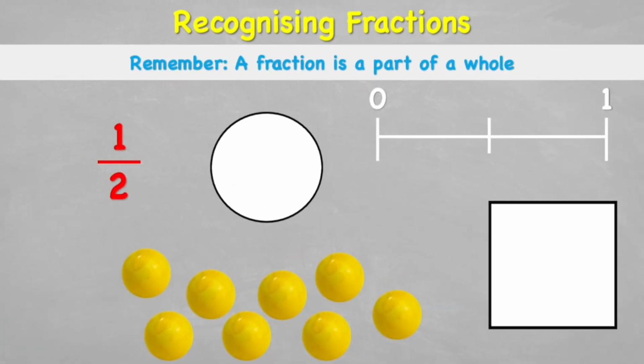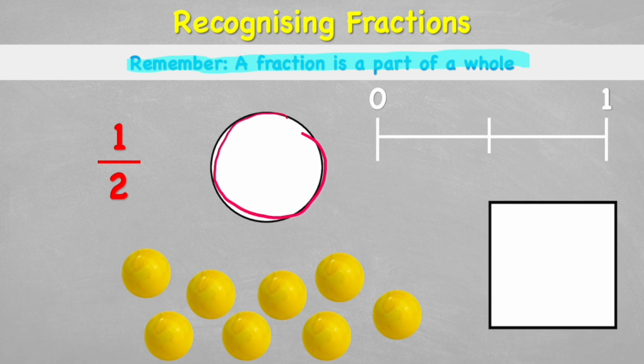Okay, so what do we need to remember for this lesson? We need to remember that a fraction is just a part of a whole. So for example, if we had this whole apple here, a fraction would be when we cut it into equal parts. So here we have half on this side and half on that side. But there's lots of different fractions that we can make. Let's start by looking at half.